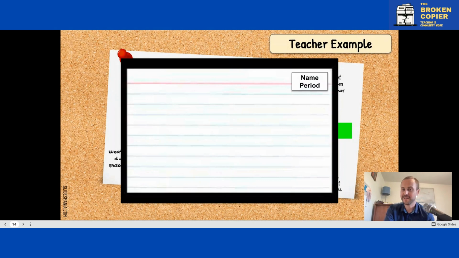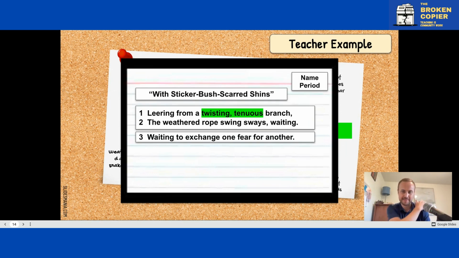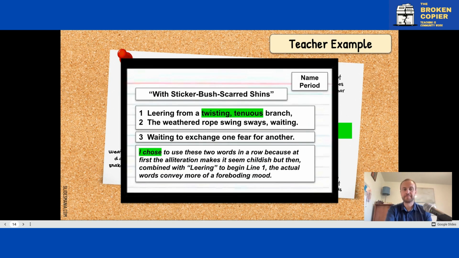I've got now my index card with: sticker bush scarred shins, leering from a twisting tenuous branch. The weathered rope swings, sways, waiting to exchange one fear for another. And I like that 3rd line, kind of pat myself on the back for that one. And then a choice that I made. I use the literary technique.